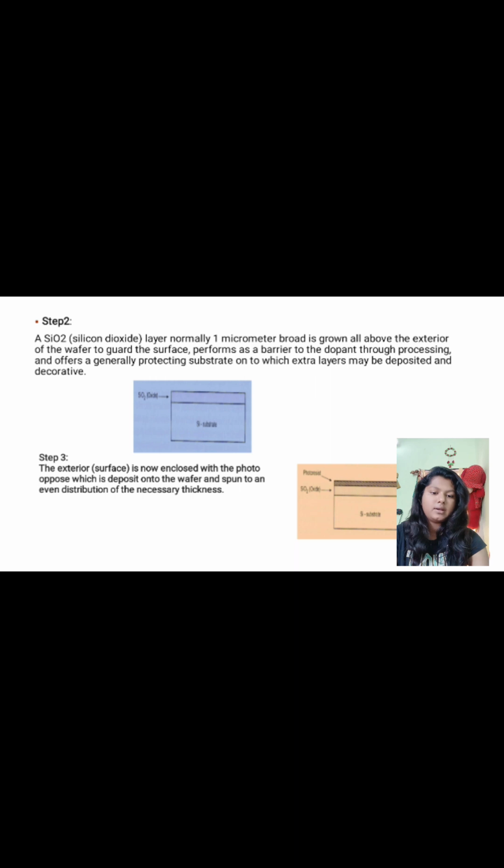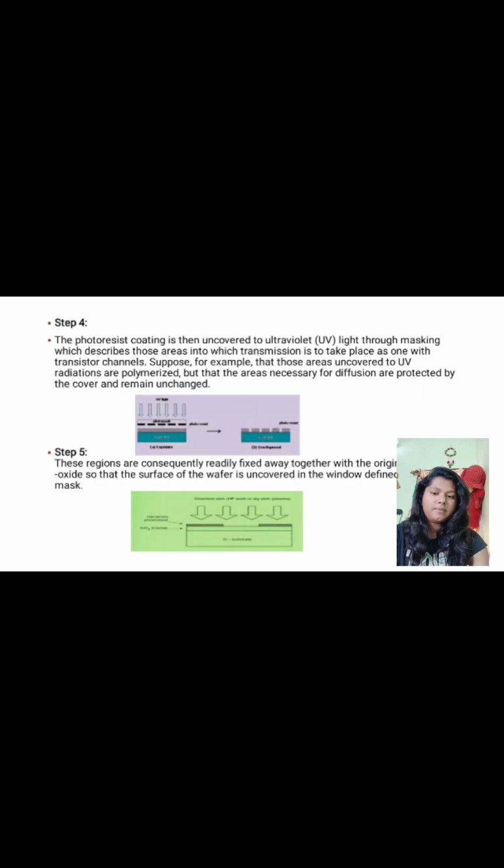In step 3, the exterior surface is now covered with photoresist, which is deposited onto the wafer and spread to an even distribution of the necessary thickness. Above the surface of SiO2, we have here a photoresist.